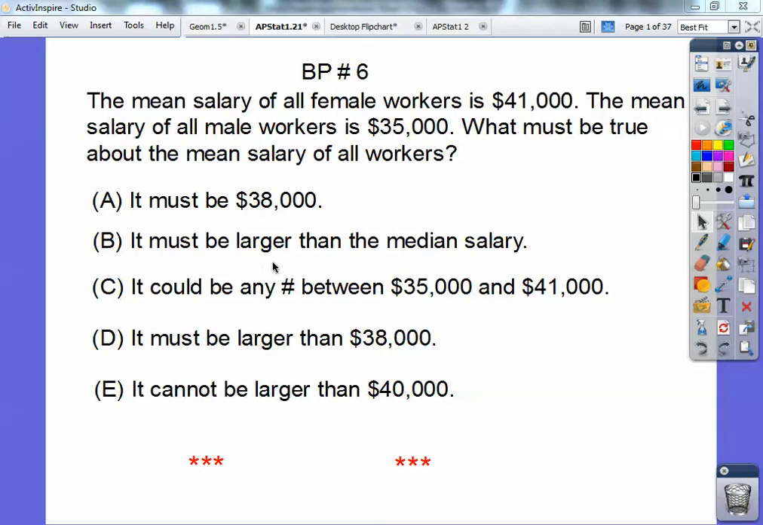It must be larger than the median salary. Well, we don't know how many female workers there are. It could be one female worker and 10 male workers, or it could be one male worker and 10 female workers. So since we don't know how many females and how many male workers there are, the only thing I can verify is it's going to be any number between 35,000 and 41,000. I don't know any of the others because I just don't know how many workers are in each gender.